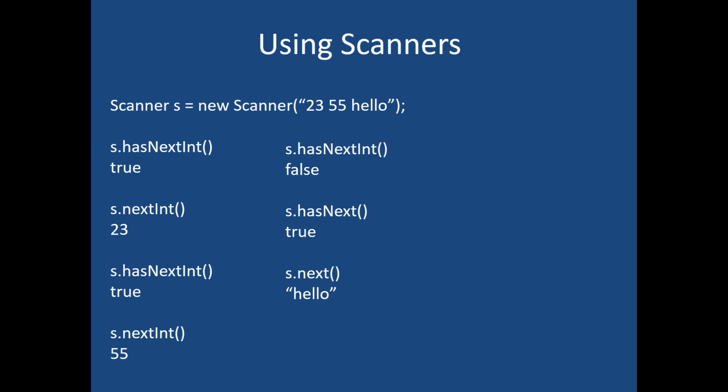So you said that when we say next integer and it gives you that 55, it takes it away from the original. Does the same apply to has next integer? Now, hasNextInt and hasNext don't modify the scanner at all. They just tell you what's coming up. It's when you call nextInt or next that the scanner is modified.